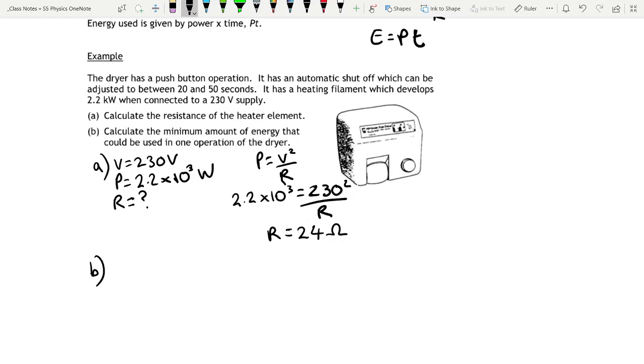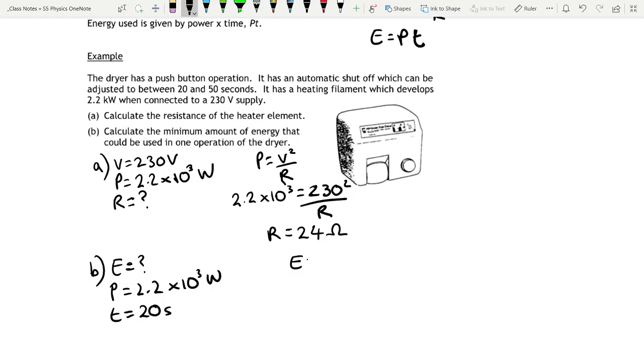And part B. Calculate the minimum amount of energy that could be used in one operation of the dryer. So we're told that the time can be between 20 and 50 seconds. So the minimum would be 20 seconds. So energy is what we want to know. Power we've been given, we know again is 2.2 times 10 to the 3. And the minimum amount of time that it would be on for is 20 seconds.